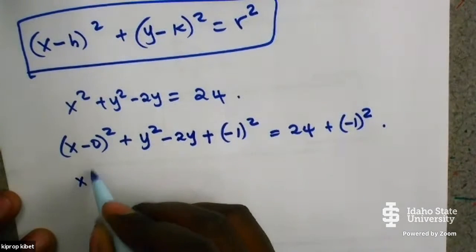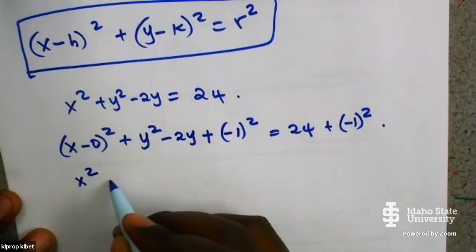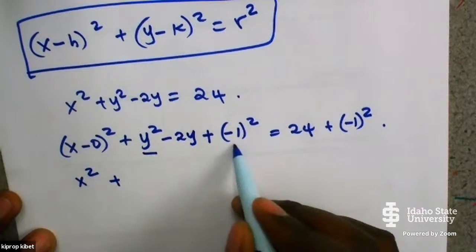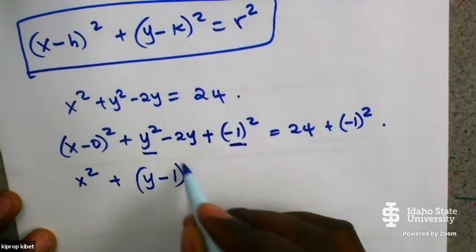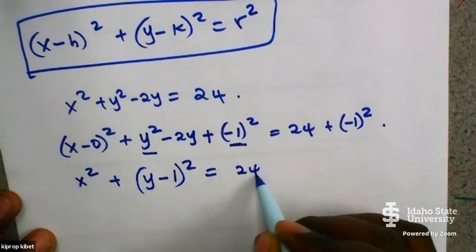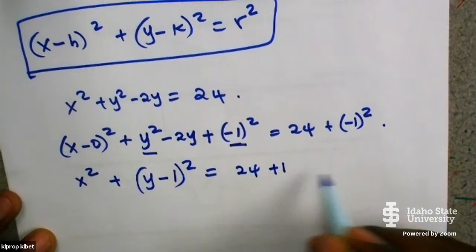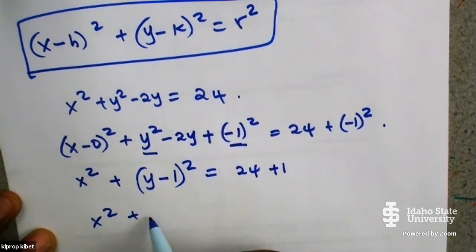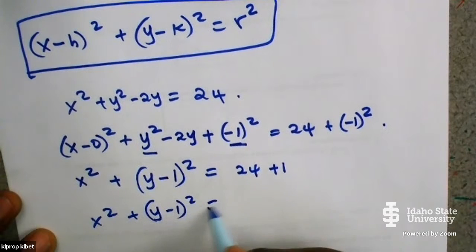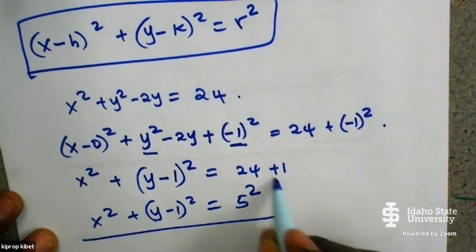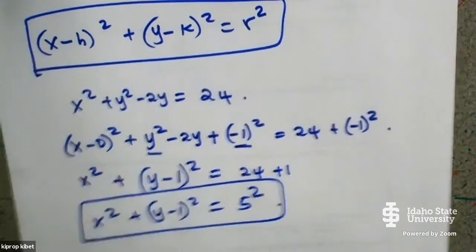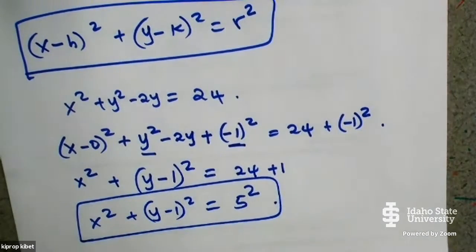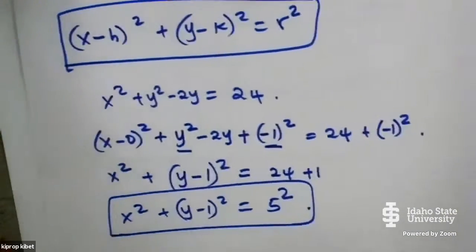So we just leave this one like that: x square plus this. And this one, so it will be y minus 1 square equals to what? 24 plus 1, right? So x square plus y minus 1 square equals to 5 square. As simple as that. So that is the standard form.